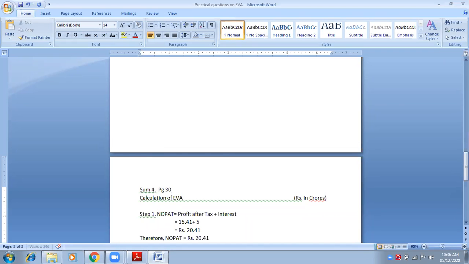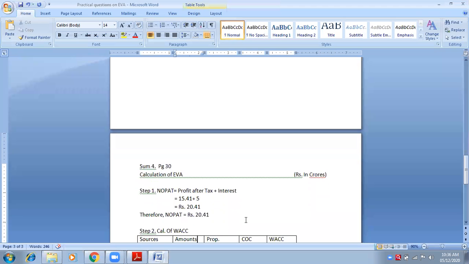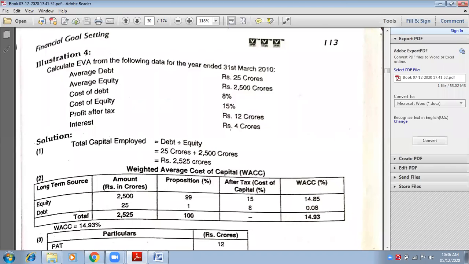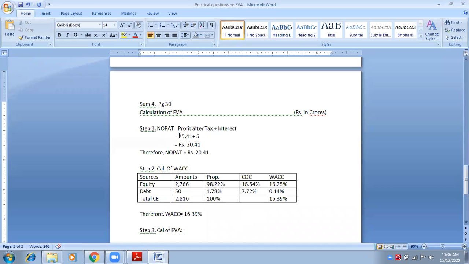Okay, so our step number 1 is calculation of NOPAT. What will be the formula? Same. Profit after tax, add back interest. What is profit after tax? 12. And interest 4. So can you tell me 12 plus 4? Ma'am, 16. Very good. So therefore NOPAT is rupees 16 crores. The figures are in crores. You need to write this, very, very important. 16 crores. Okay. Now let's go further.